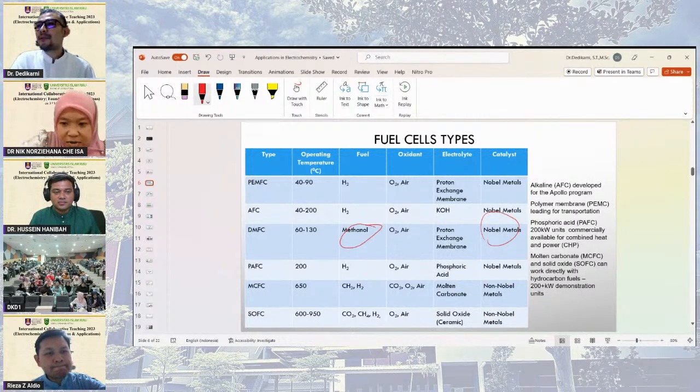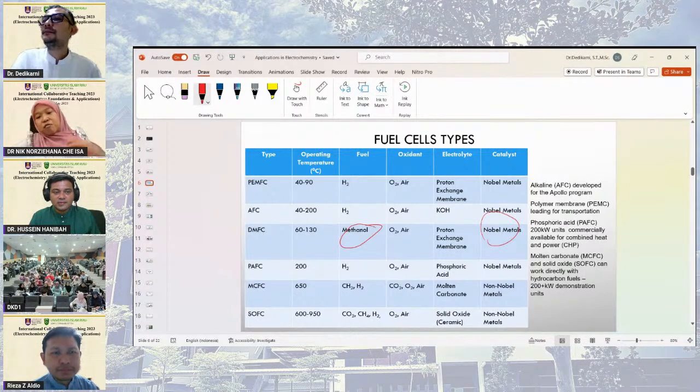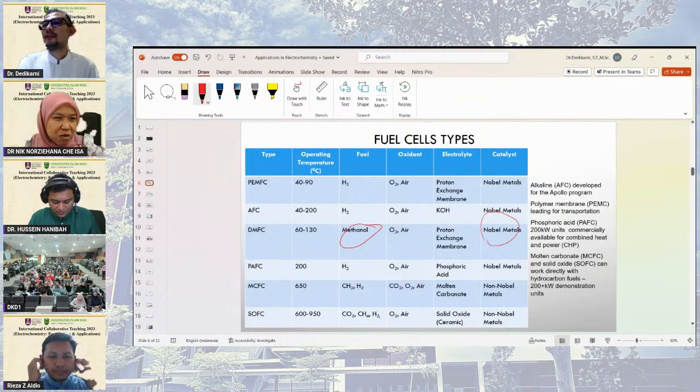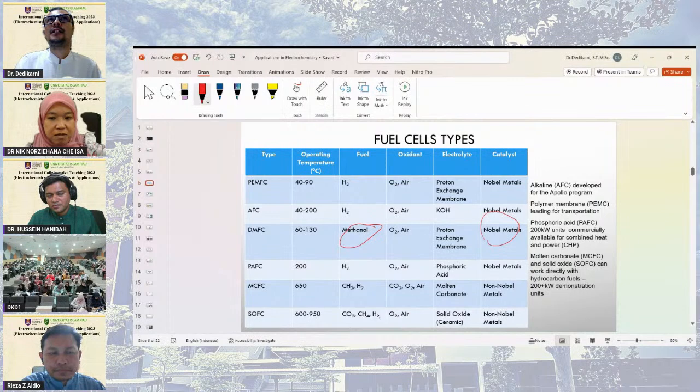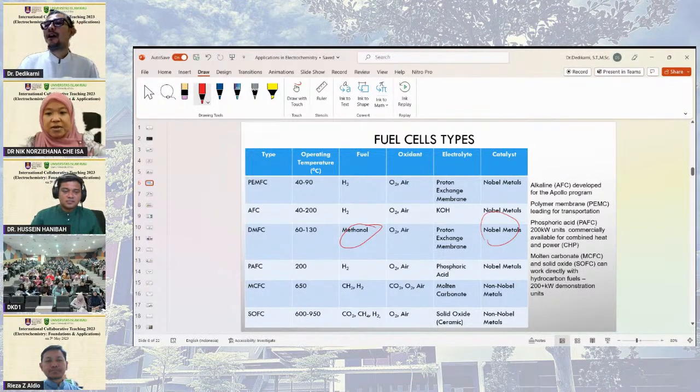Sorry, doctor. May I know what is the best noble metal that can be used as a catalyst for fuel cell applications? Maybe we can use platinum? The best metal is platinum, but to reduce the cost, now we research about ruthenium. Platinum is the highest cost. All right, okay, thank you, doctor.